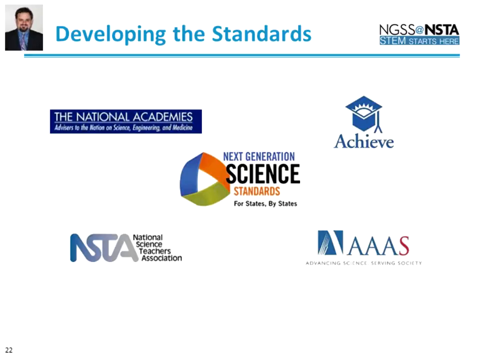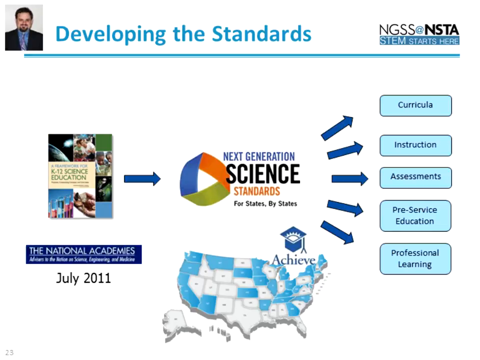The standards themselves were developed by 4 organizations. You've got the National Academies, Achieve, the American Association for the Advancement of Science, and my favorite, the National Science Teachers Association. And there was a 2-step process which involved the development of the framework, and we'll talk some more about that, and the standards. And then that led into a number of different elements, curriculum, instruction, assessment, pre-service education, and professional learning. All of these different things are in some way influenced by the standards.